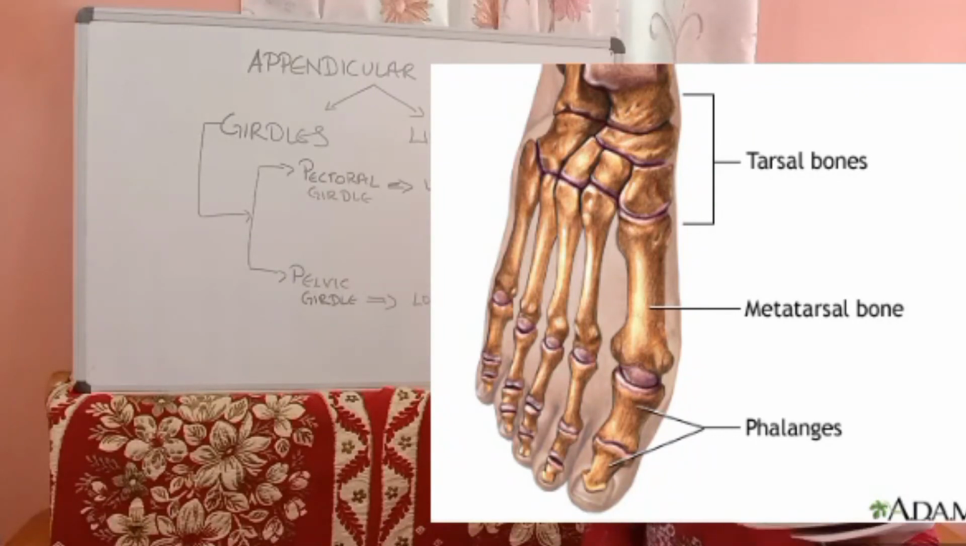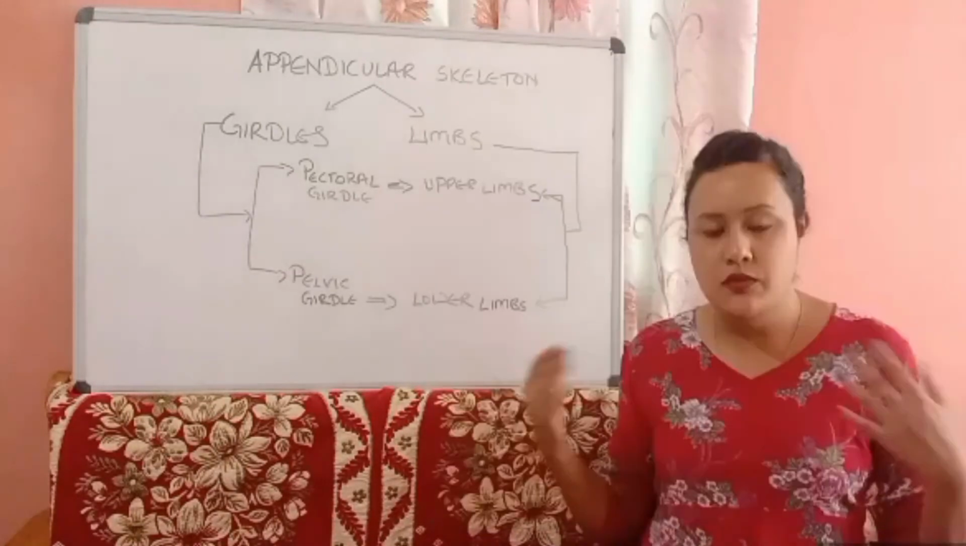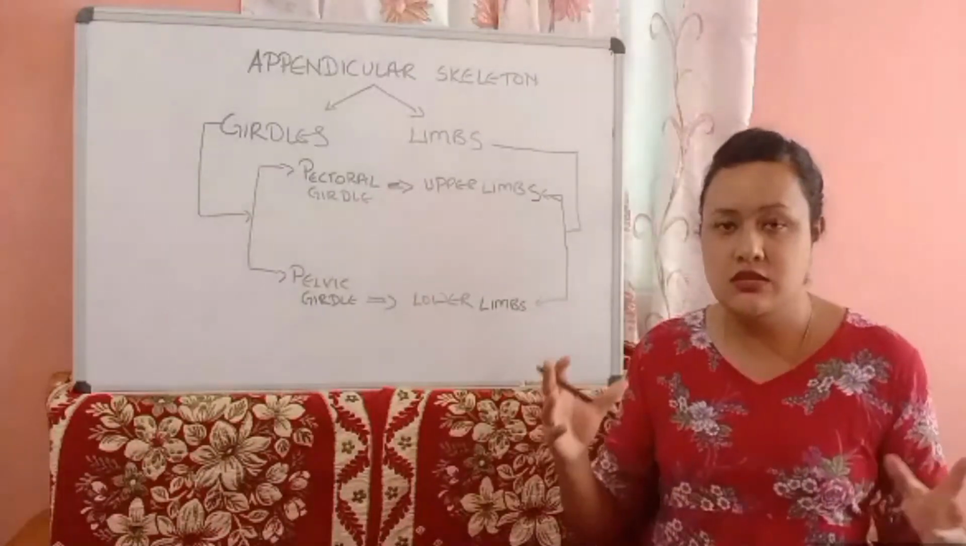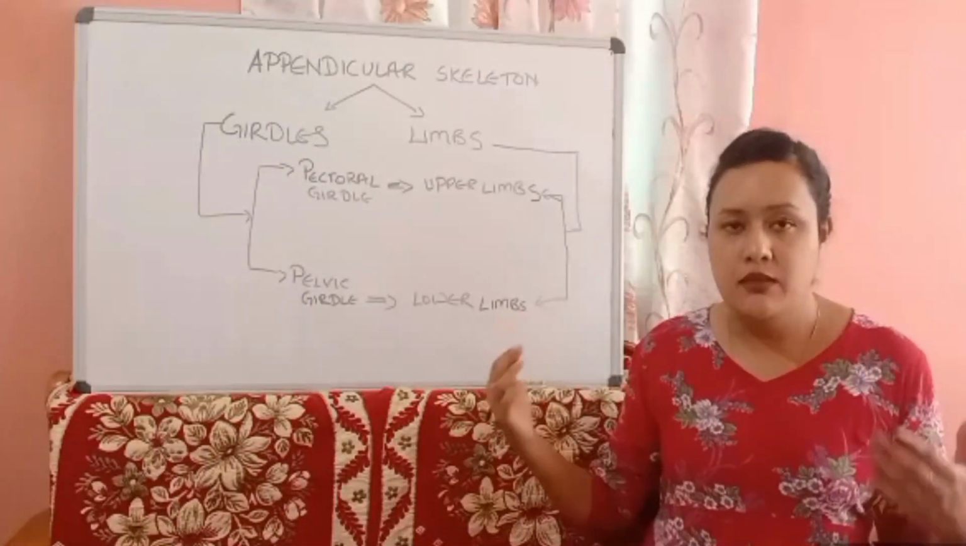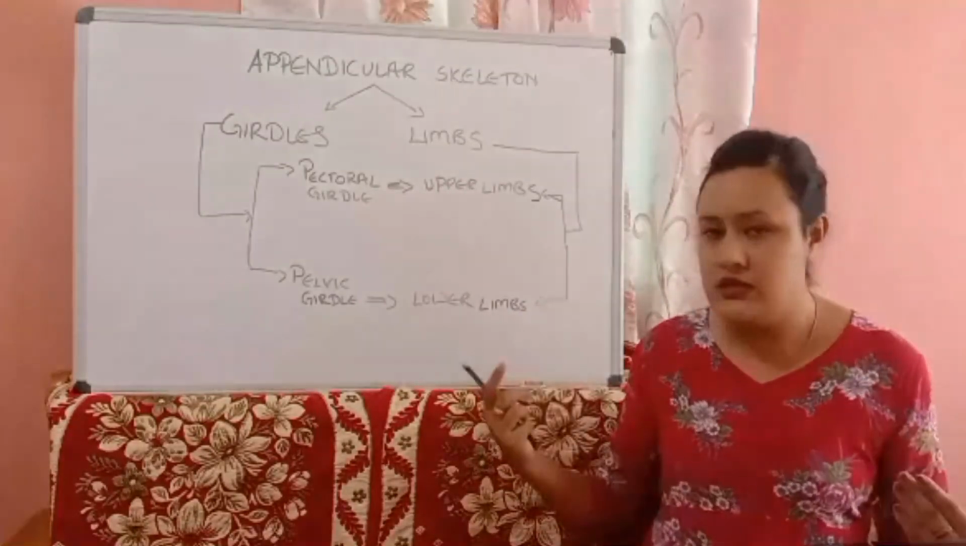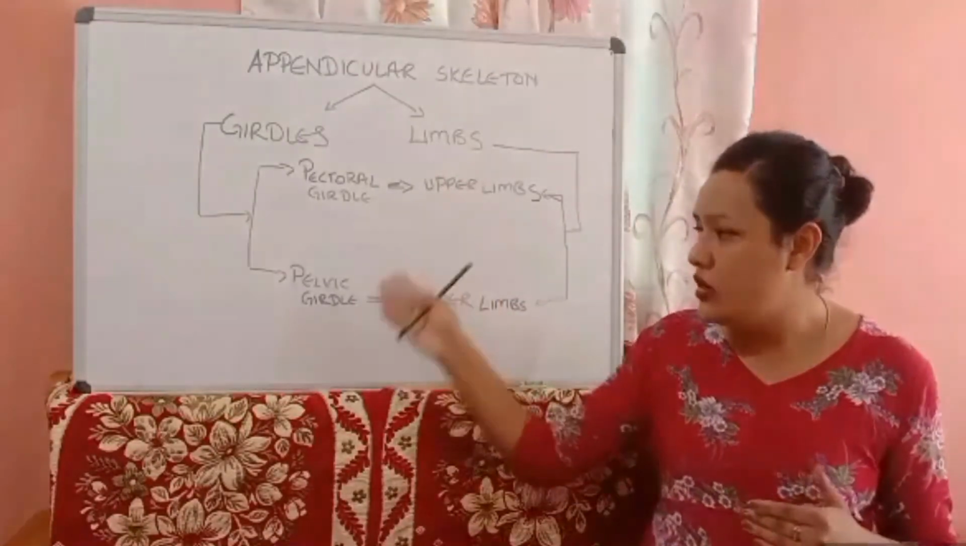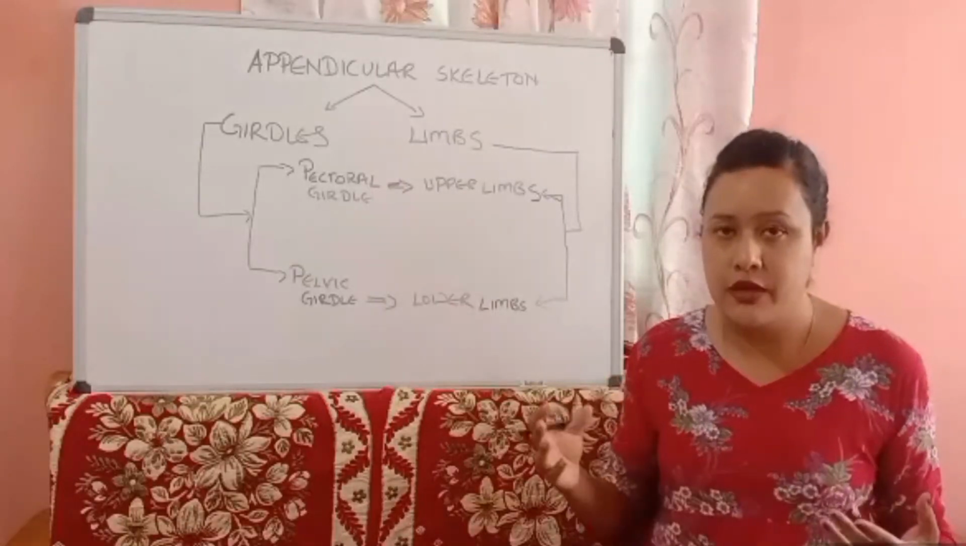Then the last region here is your toes. There are 14 short phalanges in the toes of each foot. The big toe has 2 phalanges as we have in the thumb. The other toes have 3 phalanges each. So I hope you have understood all the different regions of your upper limb and the lower limb, and the different parts concerned with your girdles and all. I hope you have understood.